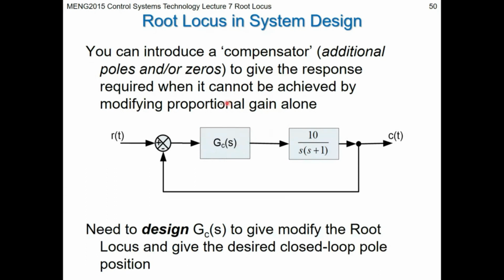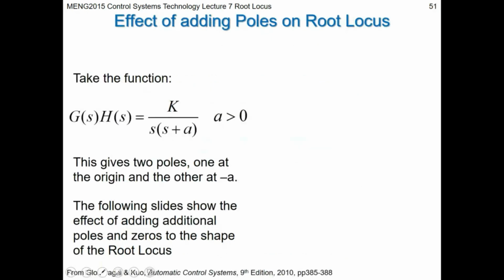So this is what we can do. We need to now design what GC is, design our compensator to modify the root locus and give the desired closed loop root position, which we just specified there.